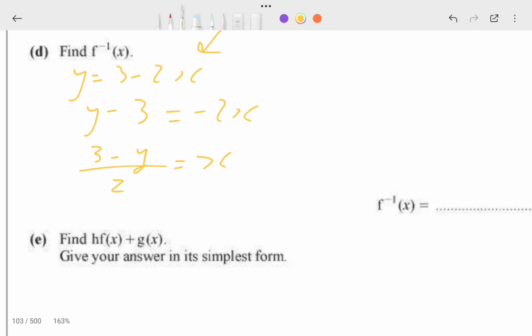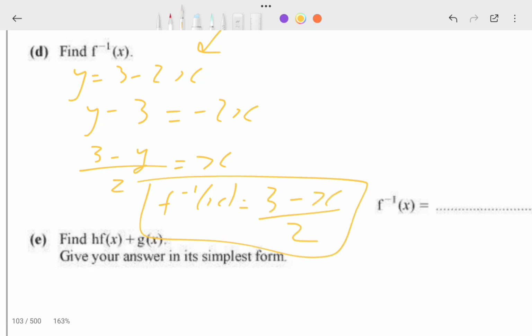Now we will replace x with f inverse and replace y with x. So f inverse of x will be equal to (3 minus x) over 2. This is our answer.